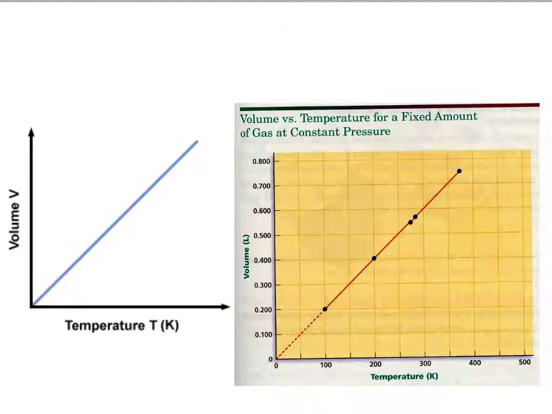Now, these two graphs right here, this is what a direct relationship looks like. So when we want to talk about a direct relationship, what would the graph look like? It's going to be a straight diagonal line moving on up. As one increases, the other increases as well.